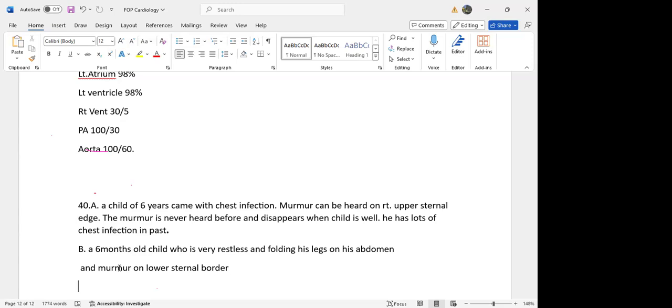Next is a 6-month-old child who is very restless, folding his legs on his abdomen, with a murmur on the lower sternal border.